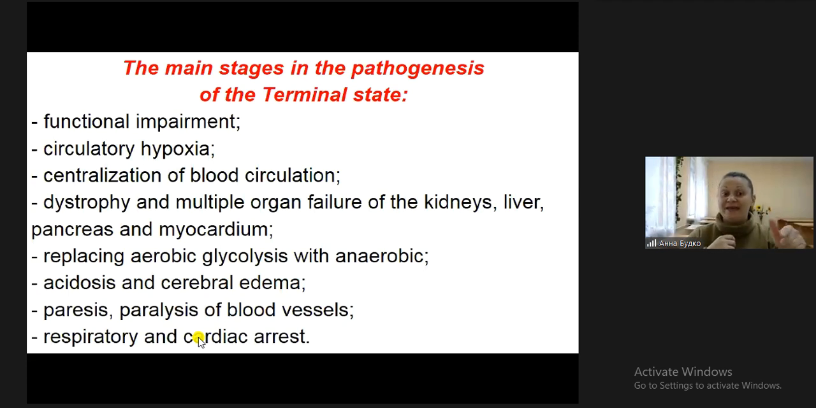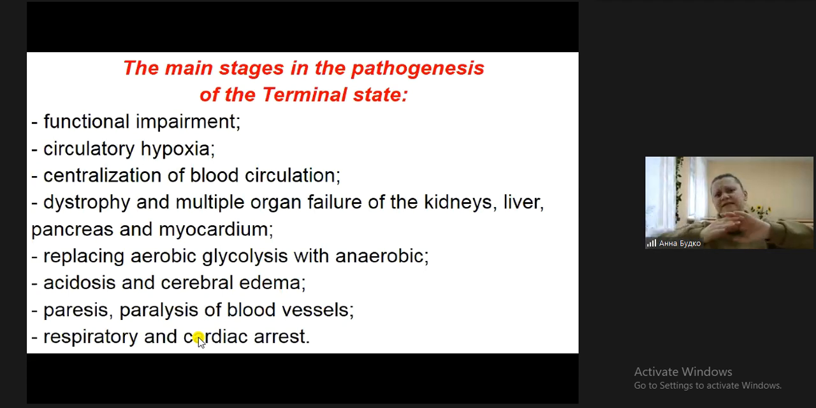Why is this blood circulation named centralization? Because our brain is the central organ in our organism, the central nervous system. I repeat, the first three stages of the terminal state. First, pulmonary cardiac insufficiency, which is formed due to pathology or trauma. Next, after insufficiency, hypoxia is formed. Due to hypoxia, centralization of blood circulation is formed.